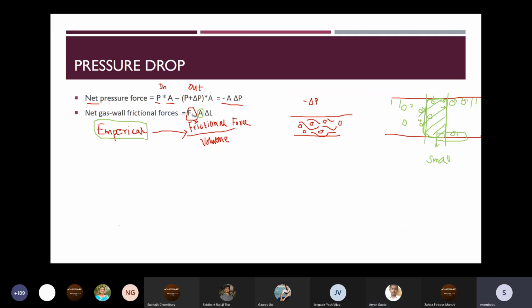Yes. Since we are talking about the overall total volume of the element, instead of only the area, we have to consider the volume of the element. That's why FFW includes all the changes that take place in the overall element. That's why we have defined FFW as frictional force per volume, and we need to multiply with the volume, which is nothing but A into delta L. Thank you for raising this, and I think other students will also benefit from that explanation.